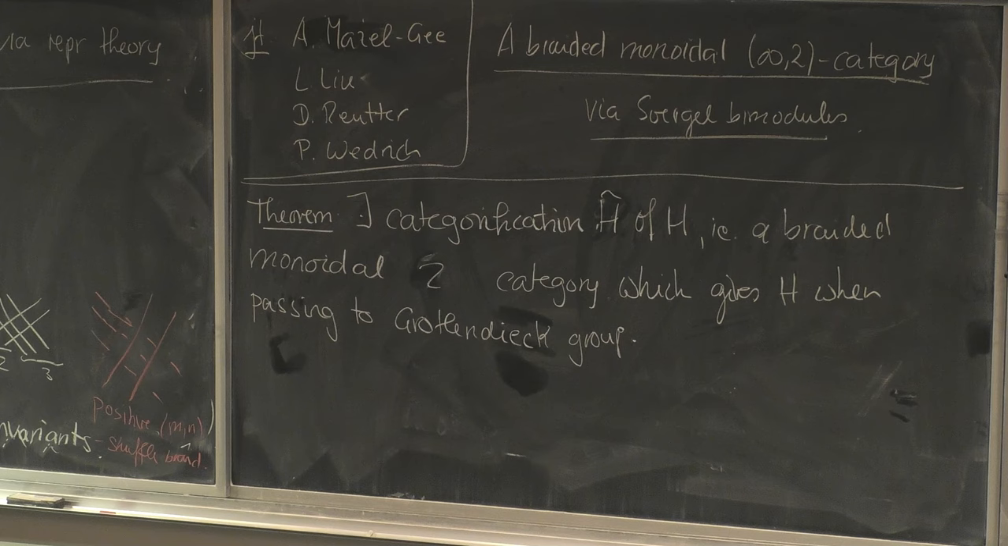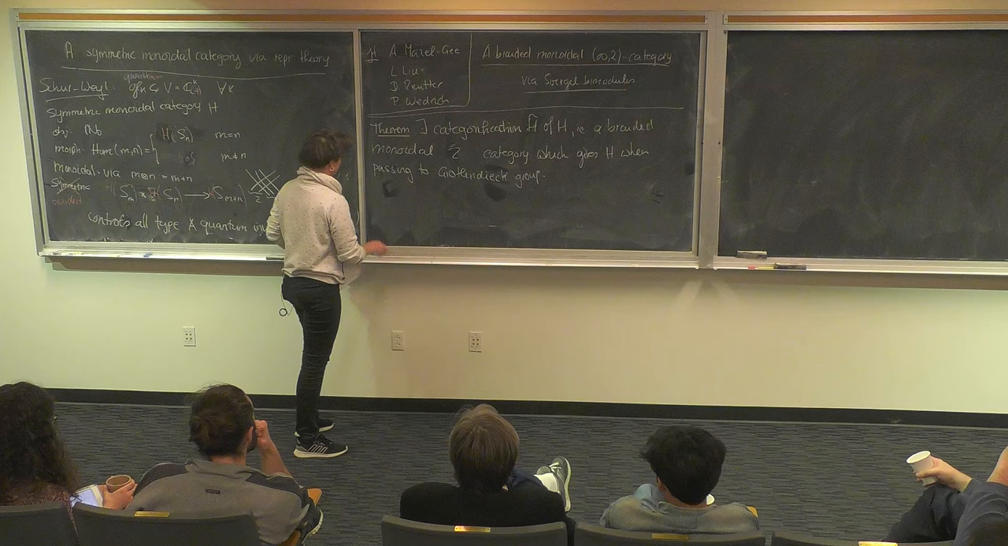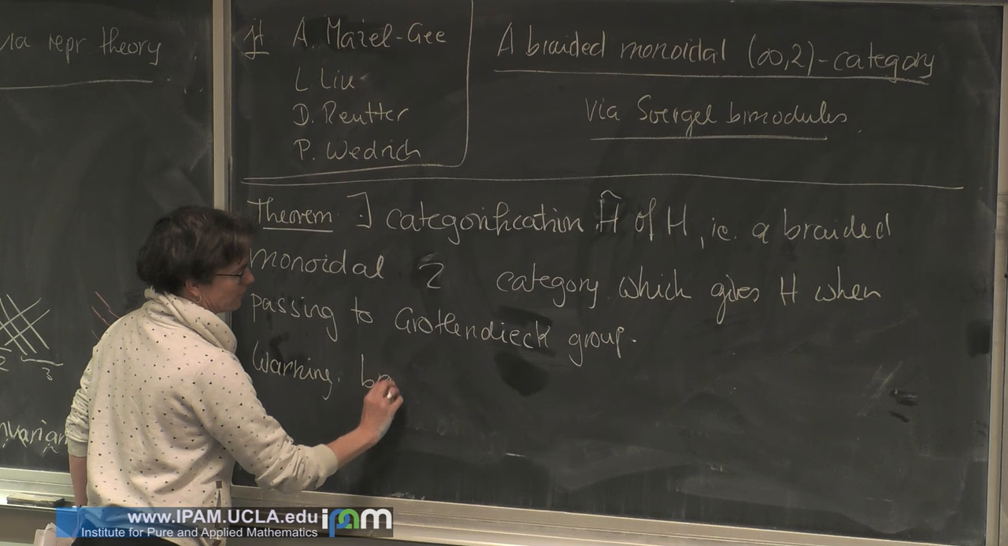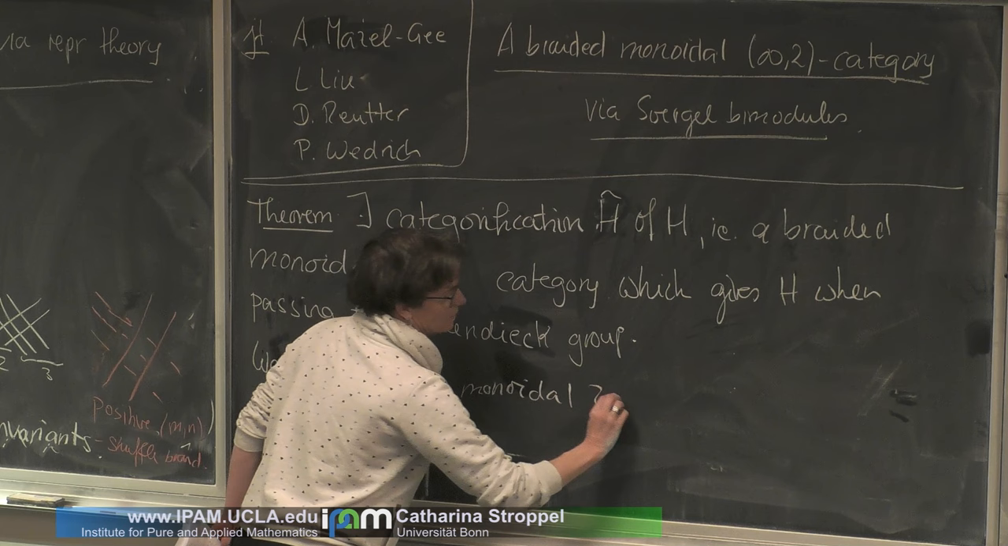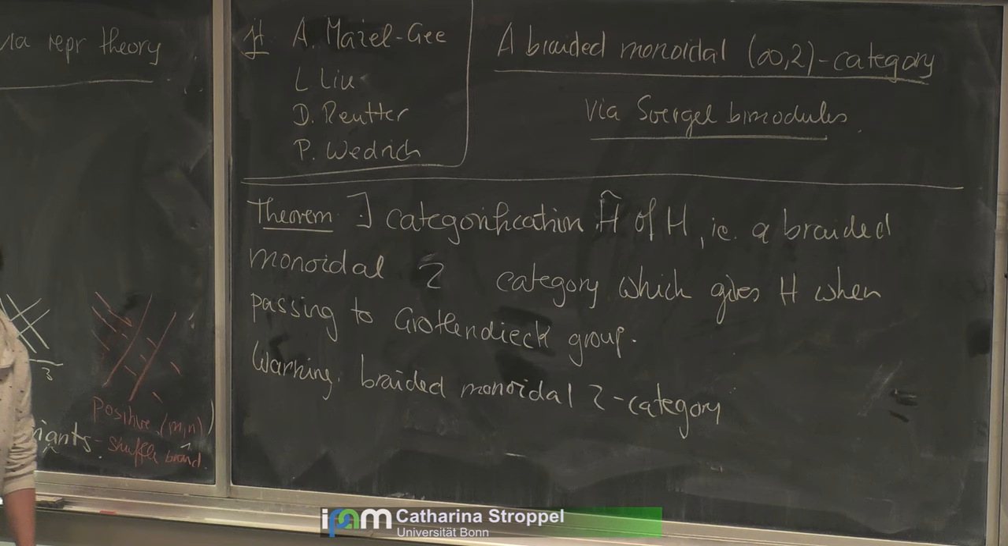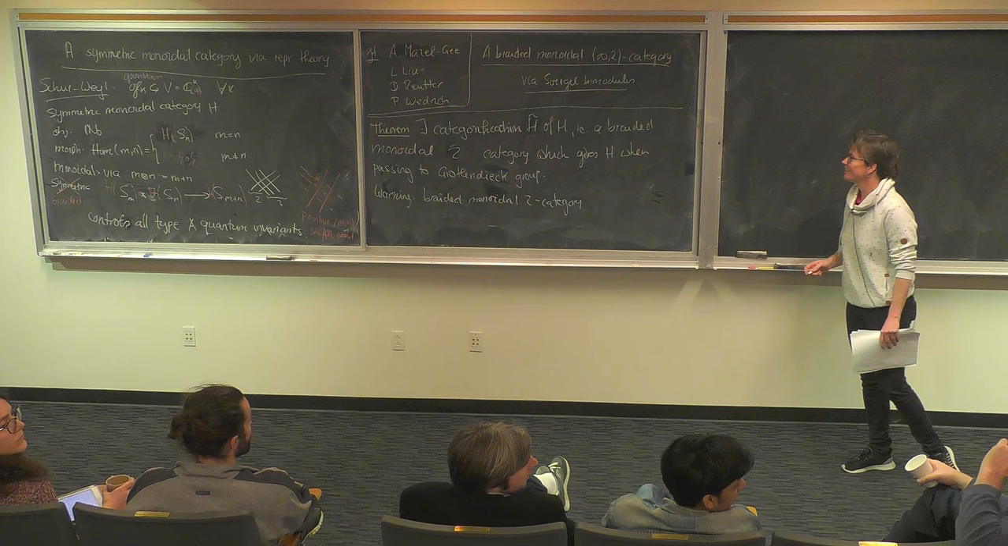So now, here are several problems. I should warn you, a braided monoidal 2-category is somehow a delicate notion. Is the 2-category part playing a role in the Grothendieck group, or is it the Grothendieck group as a 1-category? Wait a bit, I will make it clear.